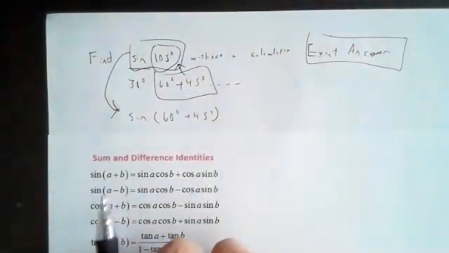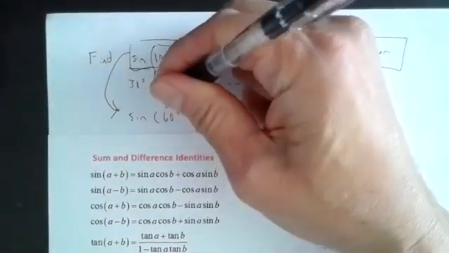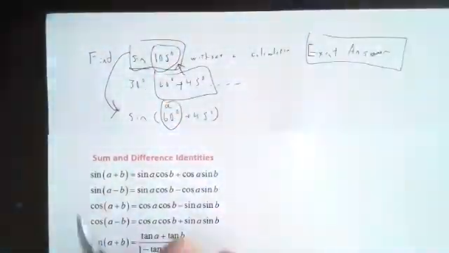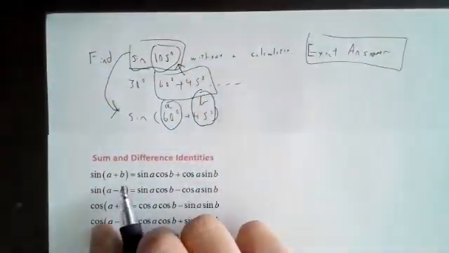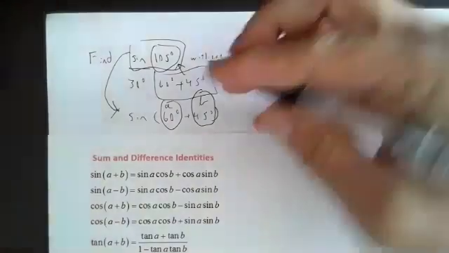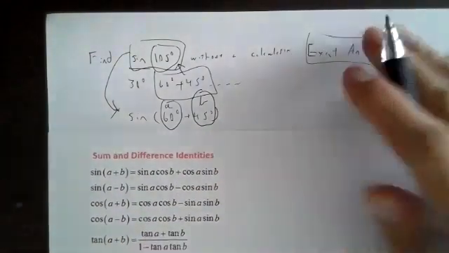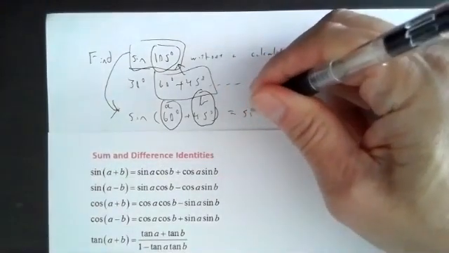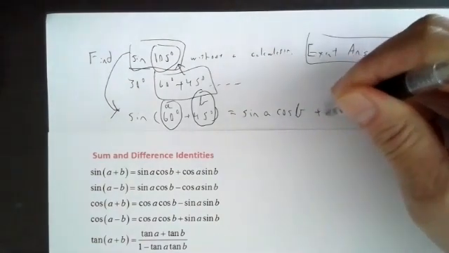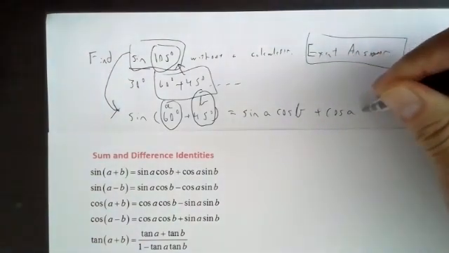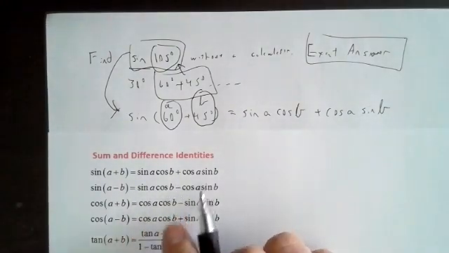And now this looks a lot like this top formula, where A represents the first angle I'm adding, and B represents the second angle I'm adding. All right, so I'm just going to refer to this formula. Again, you don't have to memorize it. I'm going to say the sine of A times the cosine of B plus the cosine of A times the sine of B, because I'm just copying this formula.